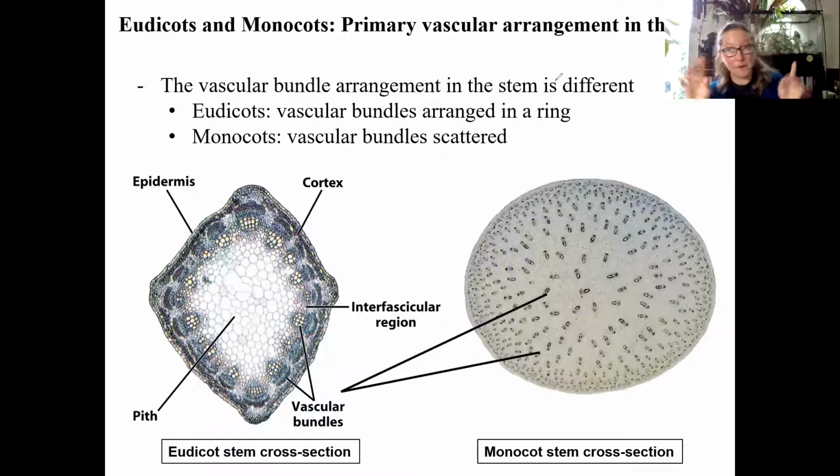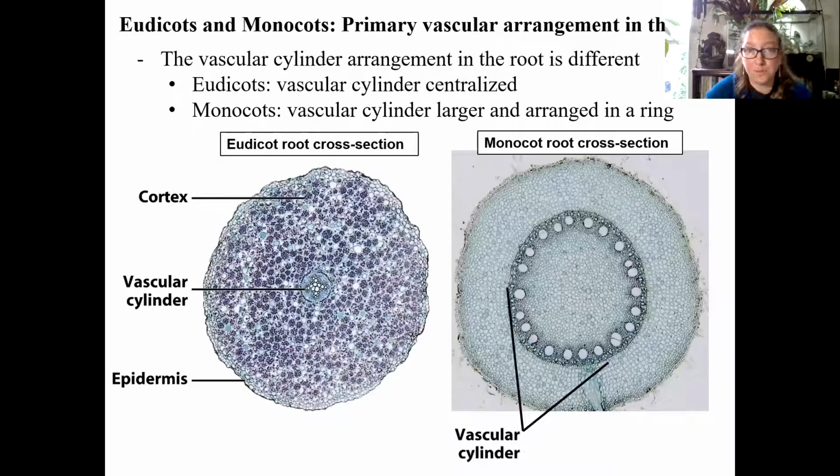So ways to tell them apart: number of flower parts, right? Number of pollen grain openings, the way that the veins are arranged, the way that the vascular bundles are arranged in the stem, the number of cotyledons, right? These are all ways to tell them apart. And if you look in the root, you have another difference in that the dicot roots, and again, you guys will cover this in lab as well.